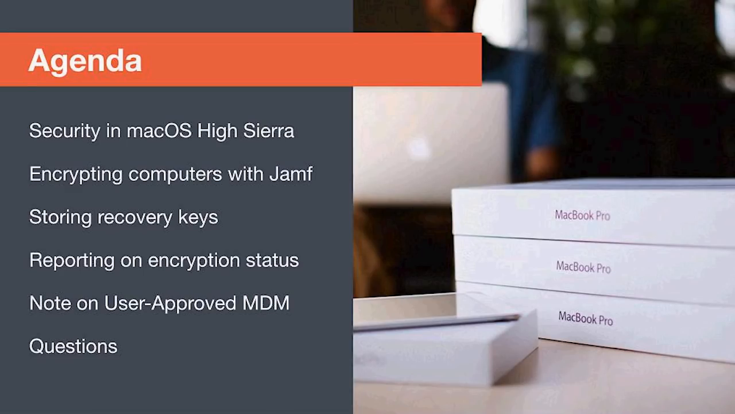Going over briefly what we're going to cover today, we're just going to give a brief overview of the security features within macOS, particularly for High Sierra. We're then going to look at the encryption workflow using Jamf, as well as storing the recovery keys for encryption. We'll then round that discussion out by talking about reporting features that you can use within Jamf Pro on encryption status. And then we'll end with a note around the user-approved MDM, which is a newer feature that you may not be aware of just yet.